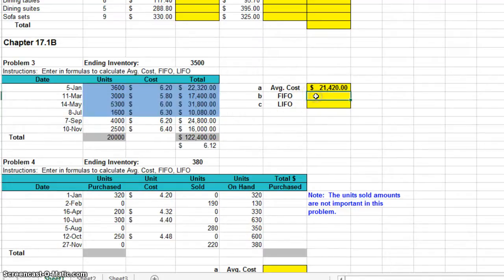So the way to do a FIFO problem with this kind of little spreadsheet is to look at the number of items that were purchased on November 10, 2,500. They were purchased at $6.40 each, and that multiplies out to be $16,000. So I'm just going to take that $16,000, but that's only 2,500 items. I need to have 3,500, so I need an additional 1,000 items but I cannot use the $6.40. I now have to use the $6.20 because it's the next price range up. We already used all the 2,500 at the $6.40 level of pricing.